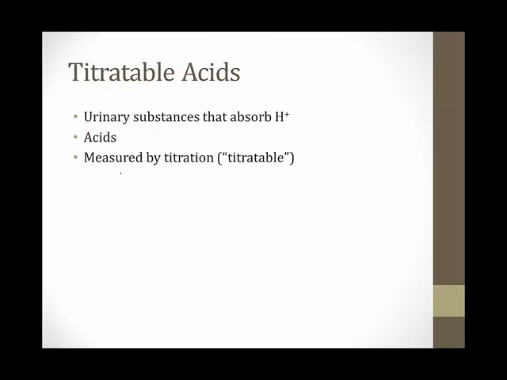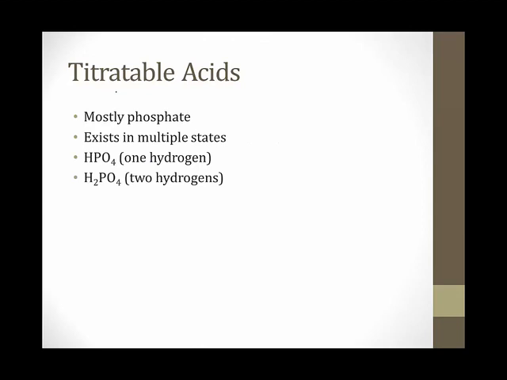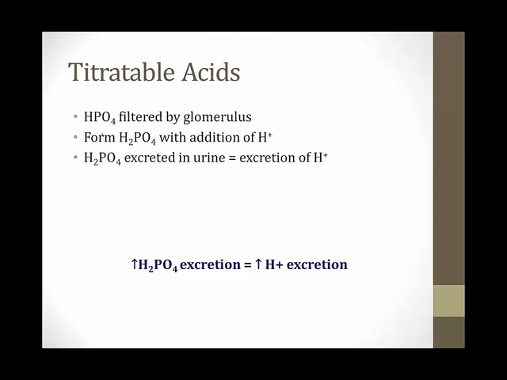So titratable acids are urinary substances that absorb protons. They are acids, and they are measured by a technique called titration. That's why they're called titratable. Most of the urinary titratable acids are phosphate, and phosphate can exist in multiple states. It can exist with one hydrogen attached, or it can exist in a dihydrogen form. The way phosphate functions as a urinary buffer is the monohydrogenated form is filtered by the glomerulus.